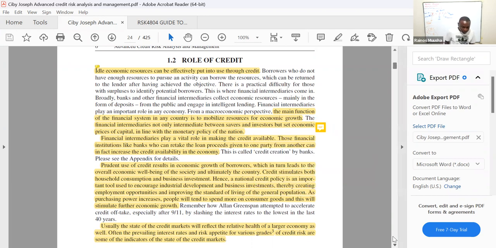So here they say, prudent use of credit results in economic growth of borrowers, which in turn leads to the overall economic well-being of the society and ultimately the country. So credit stimulates both household consumption and business investment. Hence, a national credit policy is an important tool used to encourage industrial development and business investments, thereby creating employment opportunities and improving the standard of living of the general population. So as purchasing power increases, people will tend to spend more on consumer goods, and this will further stimulate economic growth. So it's more like what?